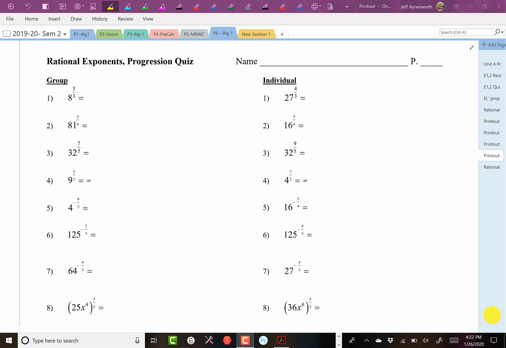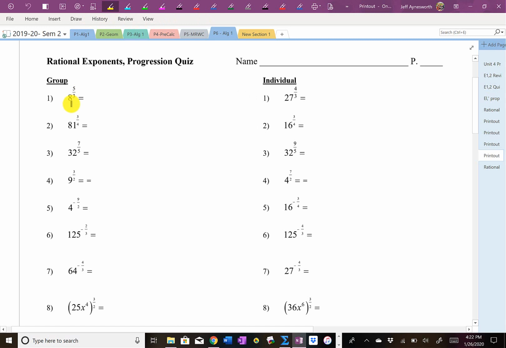Hey everybody, this is Mr. Ainsworth, and we're going to get into your progression quiz here and correct it and go over all the solutions of all these expressions with rational exponents. Okay, so before we do this though, the key to all of this here is to understand that the denominator is the root. Okay, so we're going to root it first and then take it to the power. Okay. That is the key.